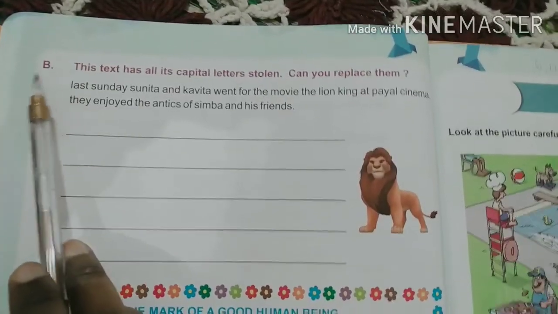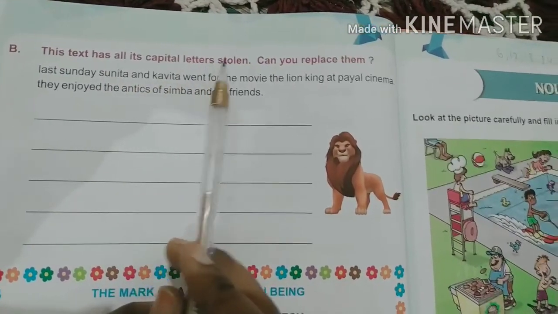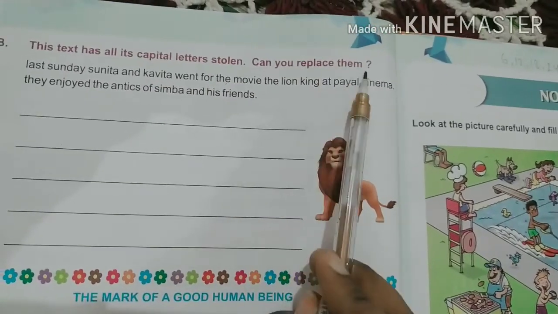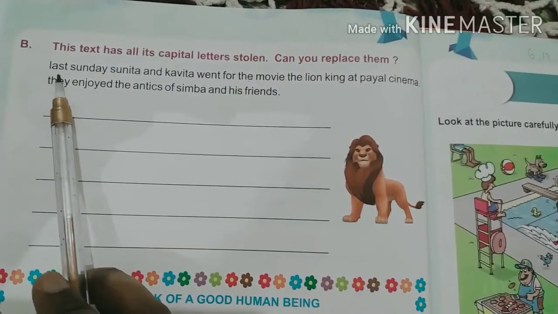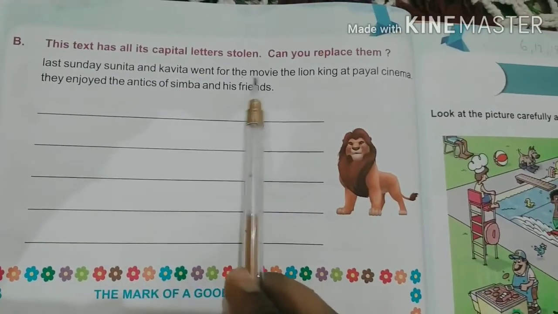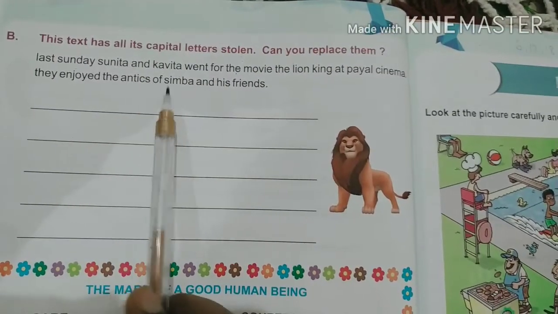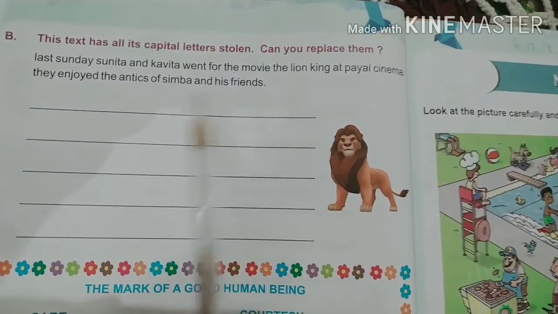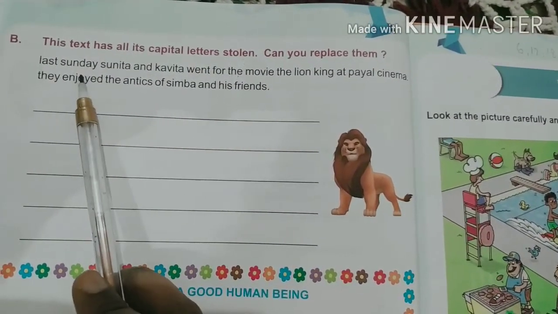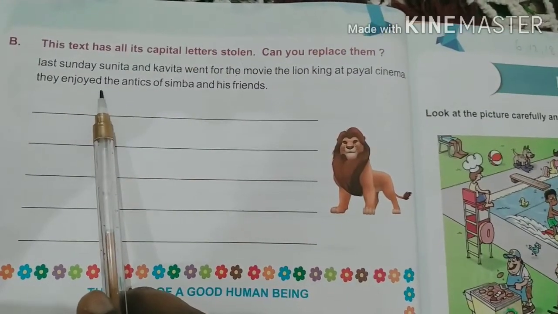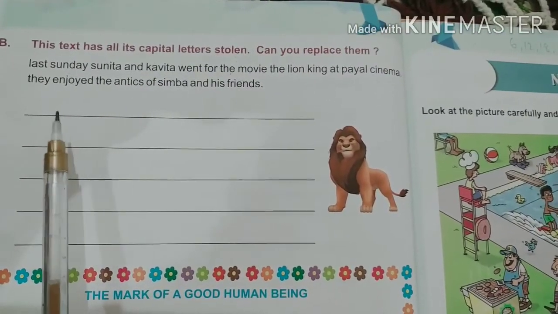One more question is given in your textbook, page number 16. This text has all its capital letters stolen. Can you replace them? See, the paragraph is: last Sunday Sunita and Kavita went for the movie The Lion King at Payal Cinema. They enjoy the antics of Simba and his friends. You have to replace the words with capital letters wherever required and write the same text with capital letters.